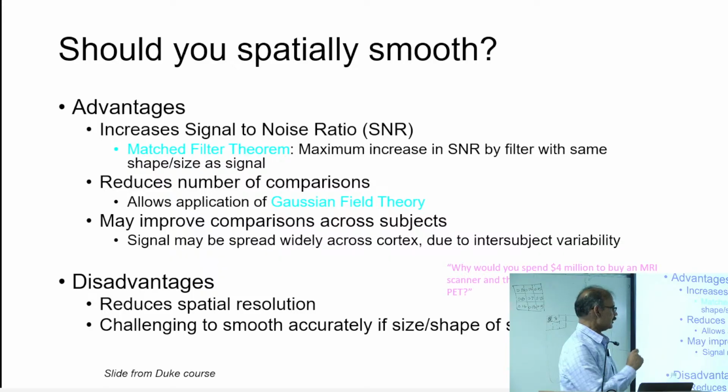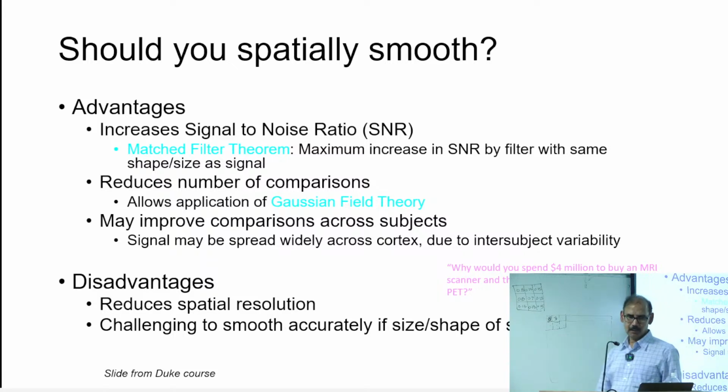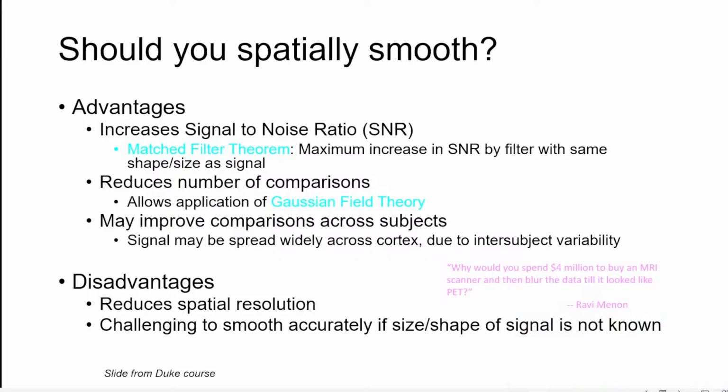And there is this quote by a famous physicist called Ravi Menon, and his point is, why would you spend $4 million to buy an MRI scanner, then blur the data to make it look like a crappy PET image? Right?